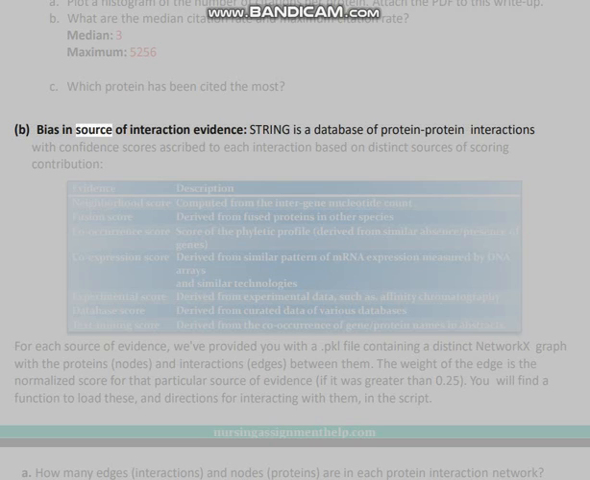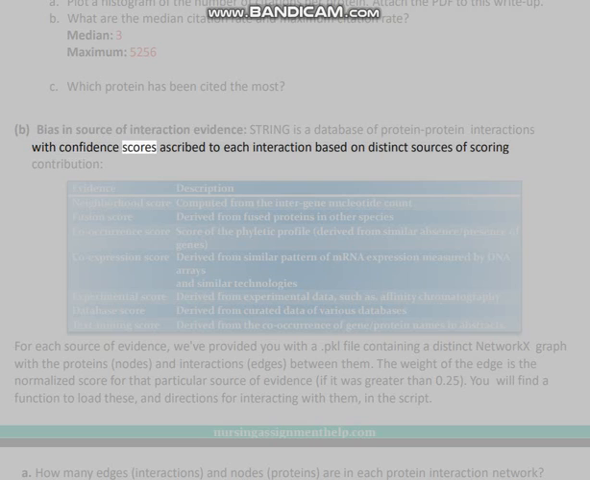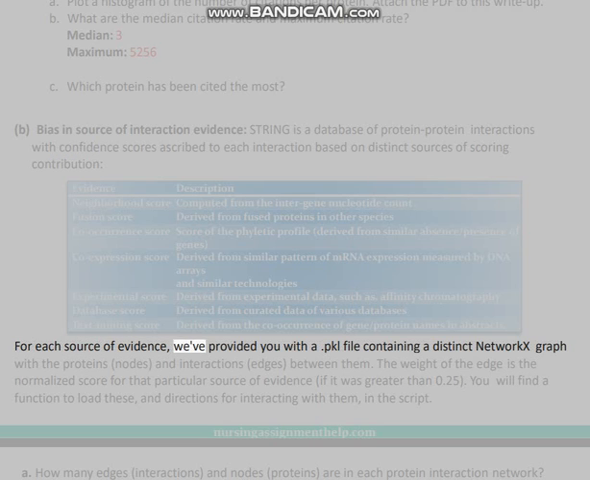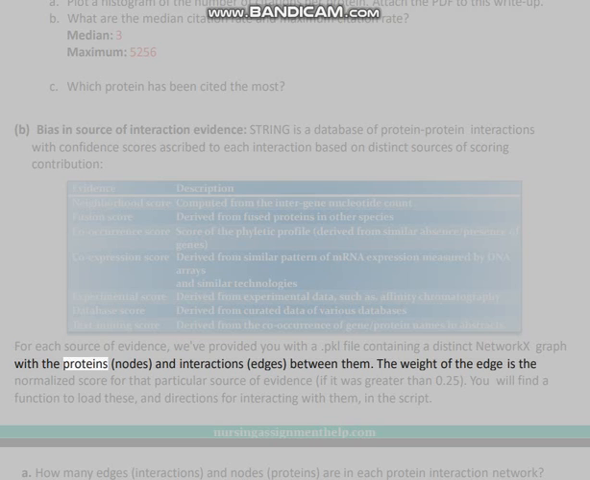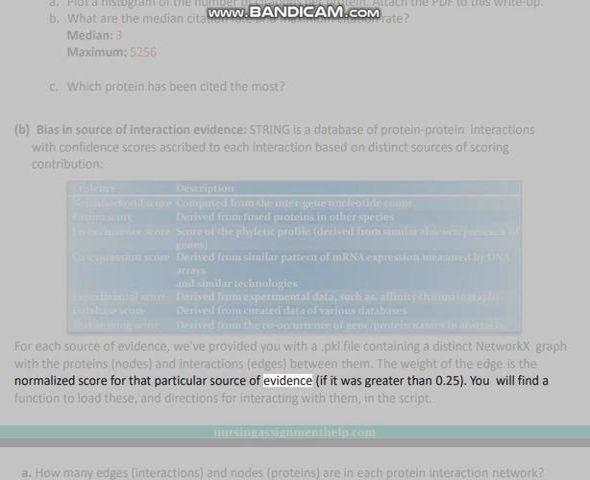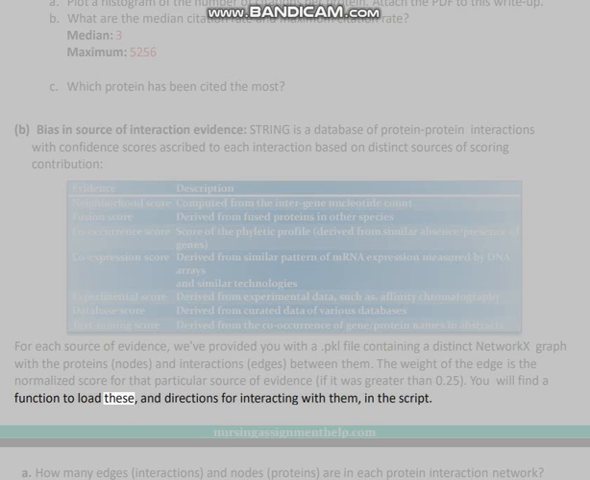B. Bias in source of interaction evidence. STRING is a database of protein-protein interactions with confidence scores ascribed to each interaction based on distinct sources of scoring contribution. For each source of evidence, we've provided you with a .pkl file containing a distinct NetworkX graph with the proteins, nodes, and interactions, edges, between them. The weight of the edge is the normalized score for that particular source of evidence, if it was greater than 0.25. You will find a function to load these, and directions for interacting with them in the script.